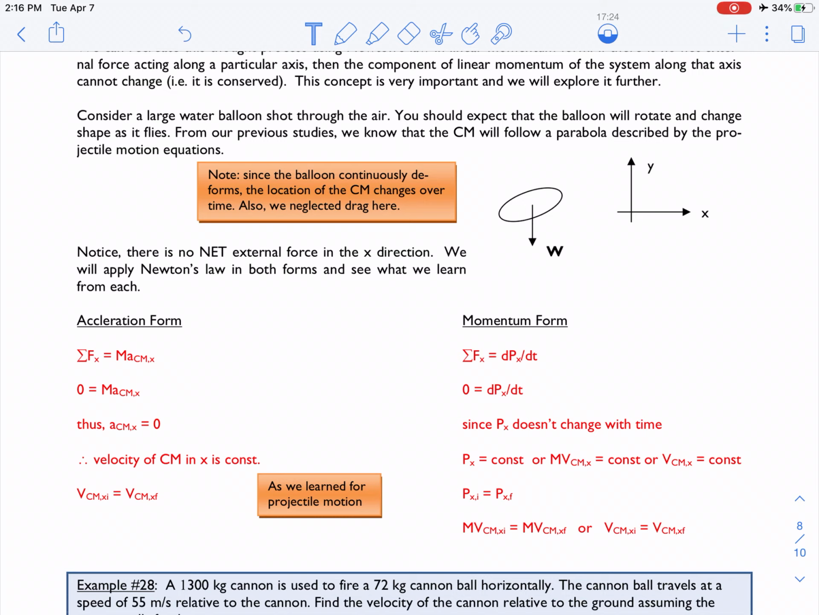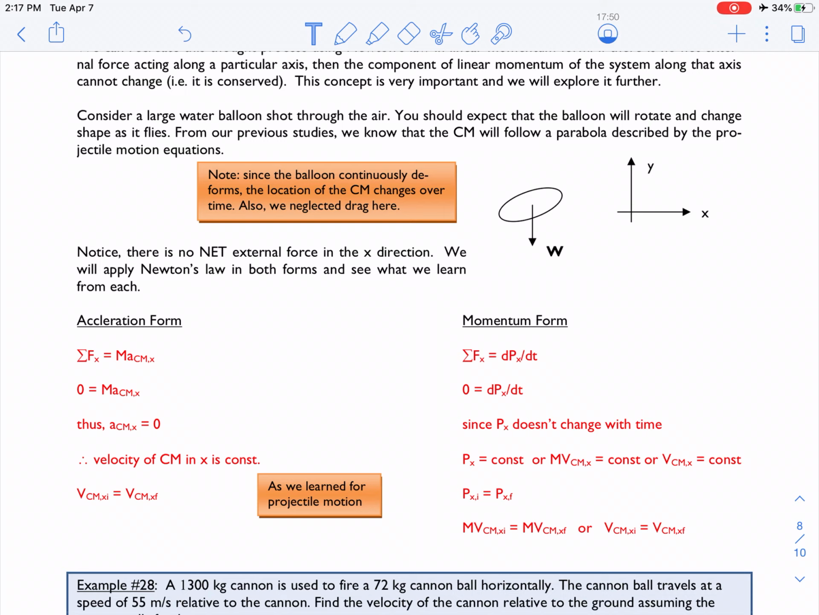That's why there's only acceleration downward along the y direction, and that's the acceleration of gravity. There are no net external forces along the x direction, because we don't see any forces and we are ignoring drag. We will apply Newton's law in both forms, acceleration and momentum form, to see what they give us.